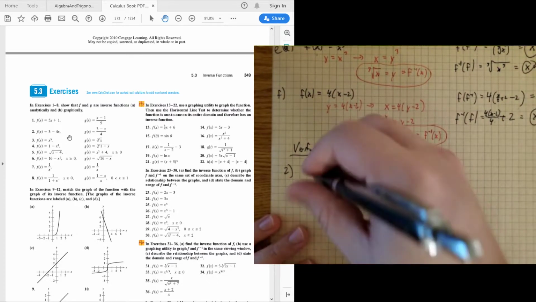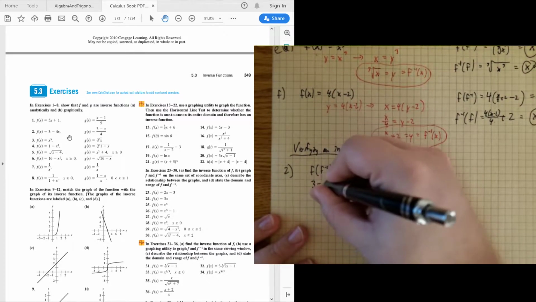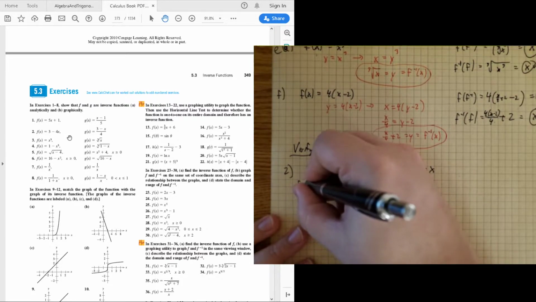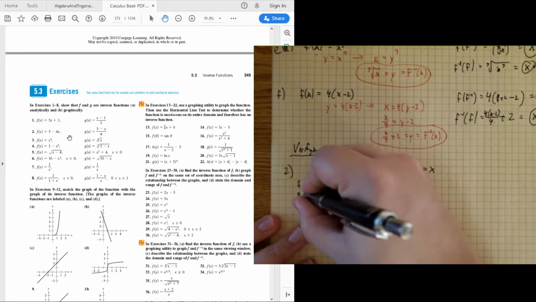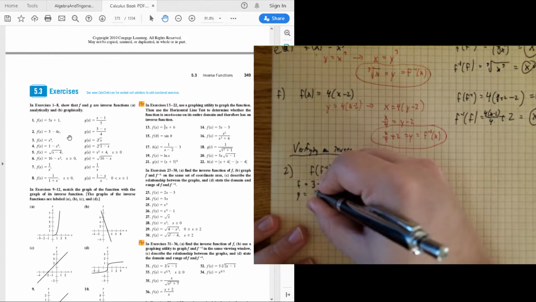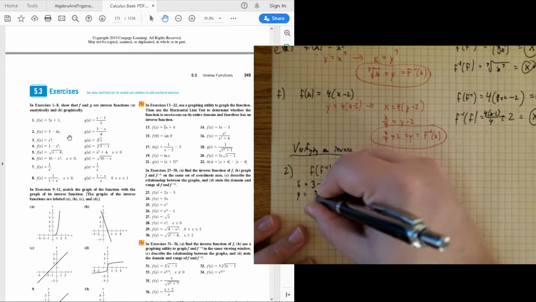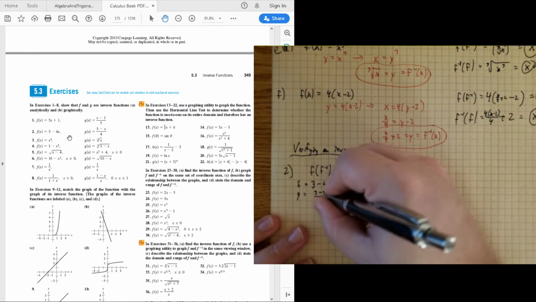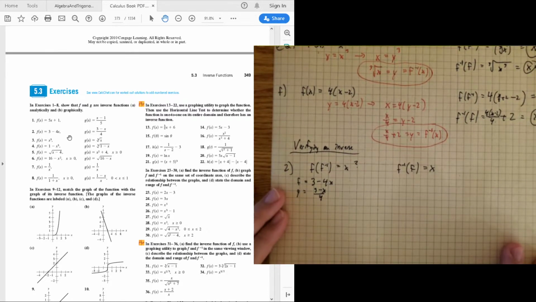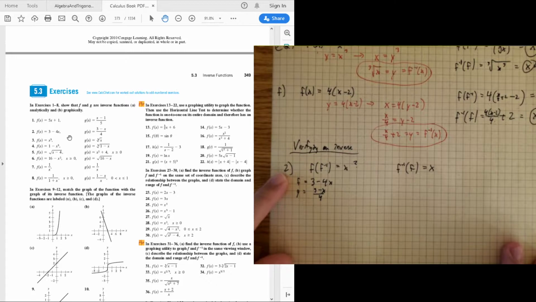With number 2, we have 3 minus 4x as our first function, which we're going to call f. And our g function, which we're going to call 3 minus x over 4. Okay. We're going to verify that these two are inverses. Now remember, if f is a function and g is its inverse, we could call this f prime. Remember, g could also be called f prime.